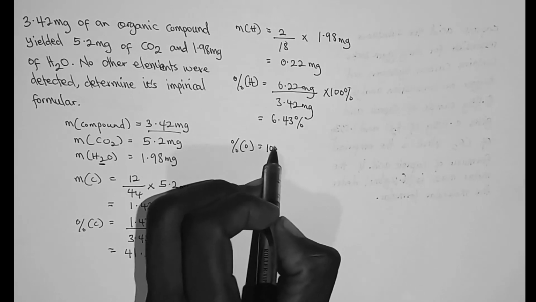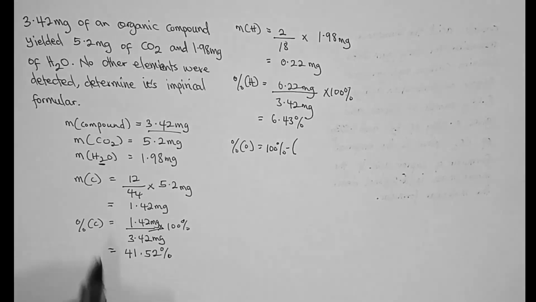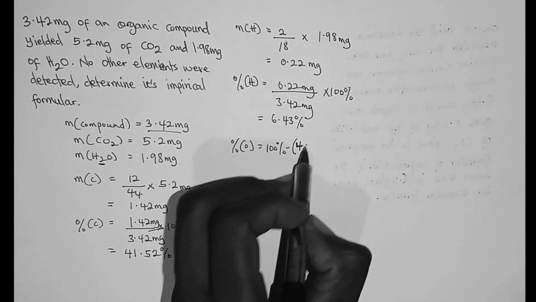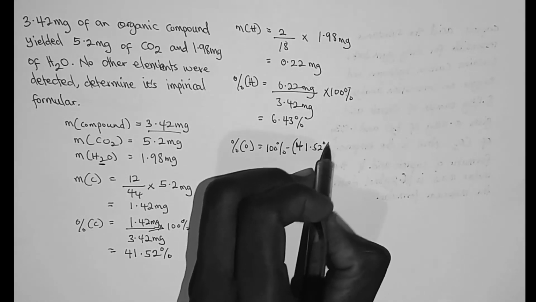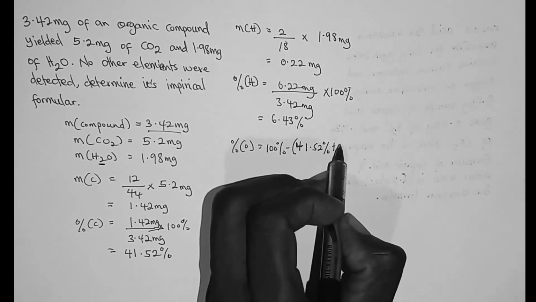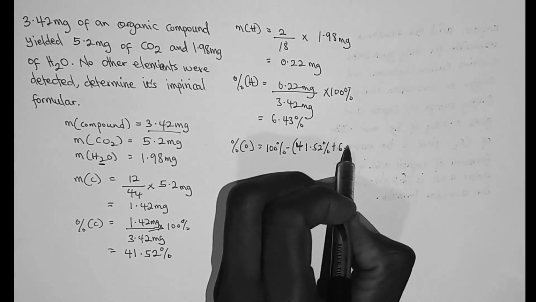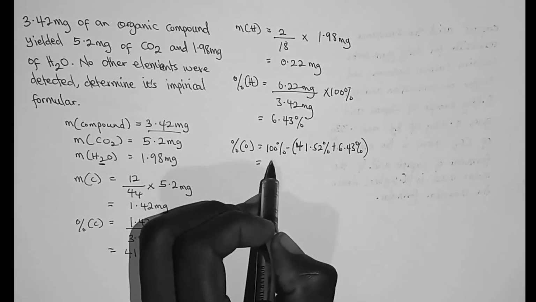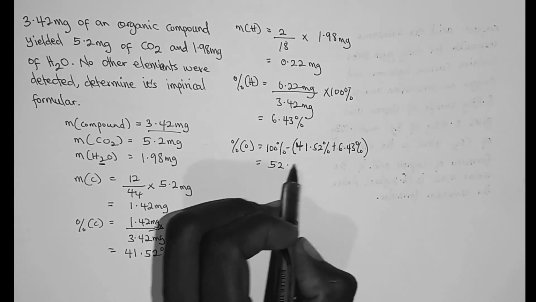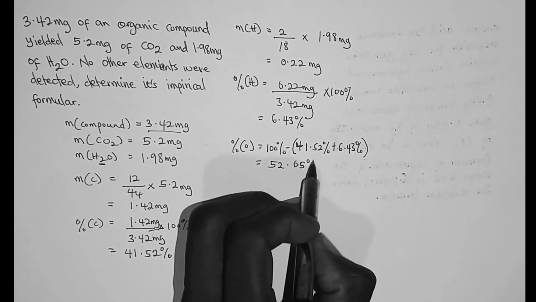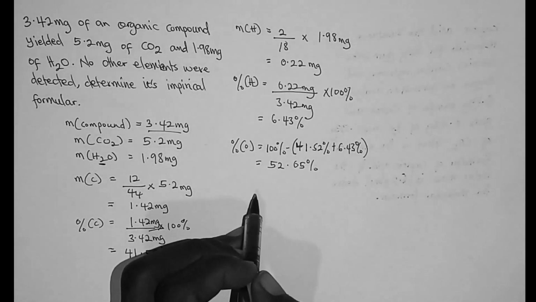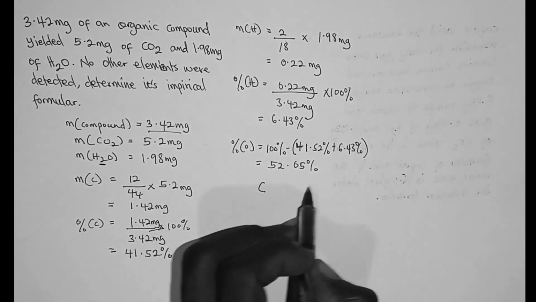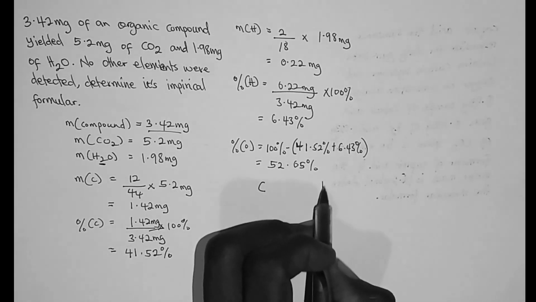So, how then do we find the percentage of oxygen present in the compound? It's going to be 100% minus the percentage of carbon, which is 41.52%, then plus the percentage of hydrogen, which is 6.43%. And when you do the subtraction, you are going to get 52.05%.